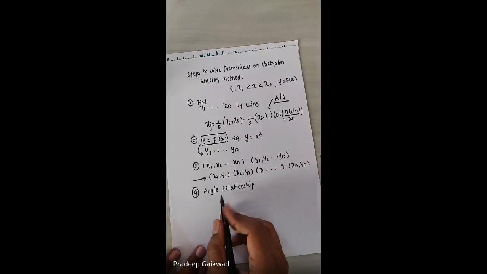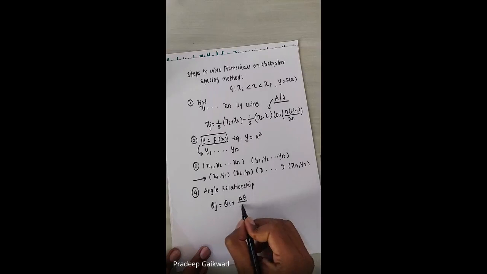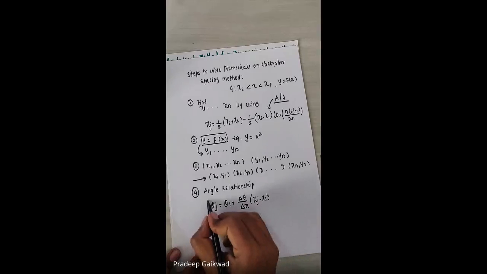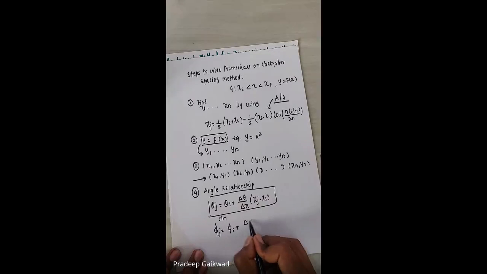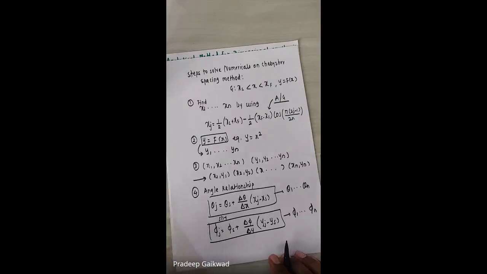For this, we'll use the equations theta_j is equal to theta_s plus (delta theta upon delta x) into (x_j minus x_s). Similarly for phi, phi_j is equal to phi_s plus (delta phi upon delta y) into (y_j minus y_s). From this I get the values of theta 1 to theta n, and phi 1 to phi n. This is a 6 marks numerical.